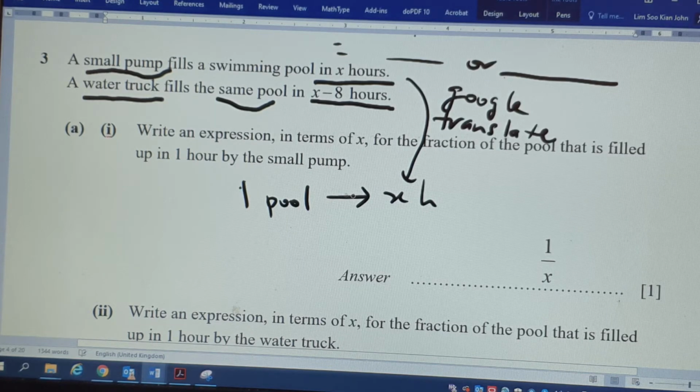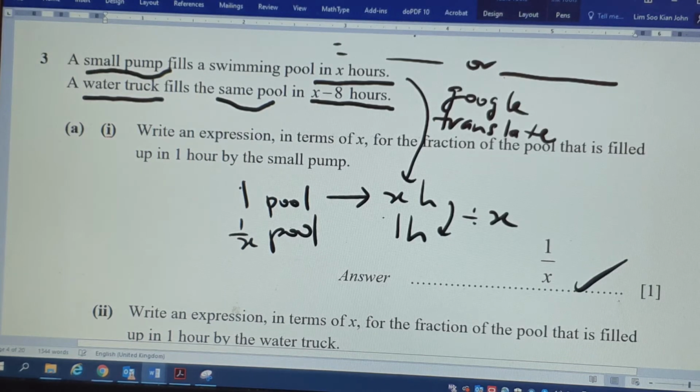One pool. Okay, you take X hours. So 1 hour how? Of course must divide by X. So this will be 1 hour divided by X, it will be 1/X of the pool. Finish. Very simple. Okay, so that's all.